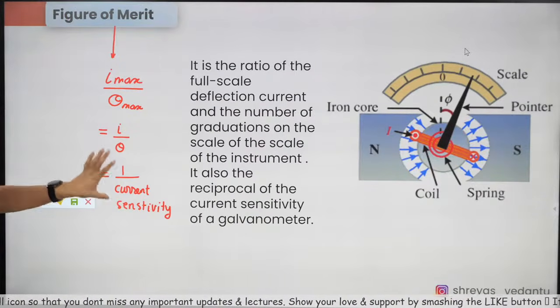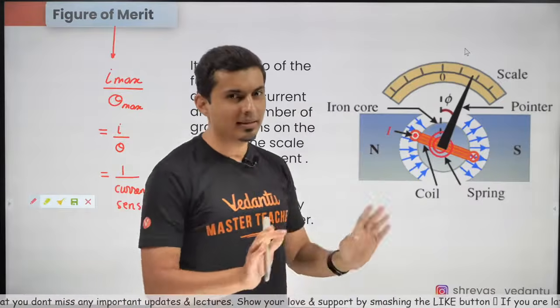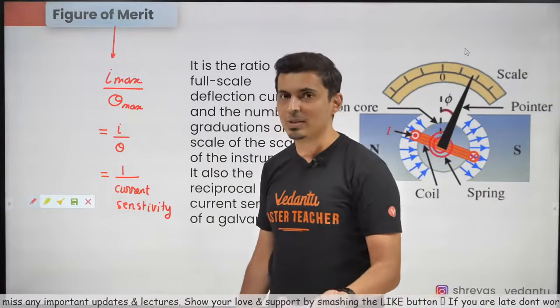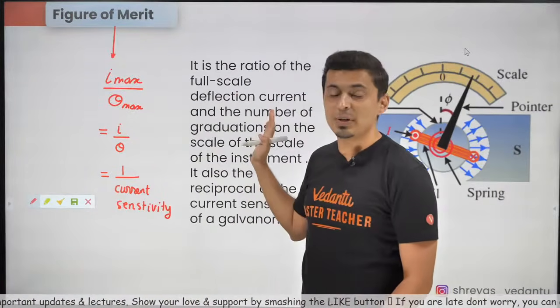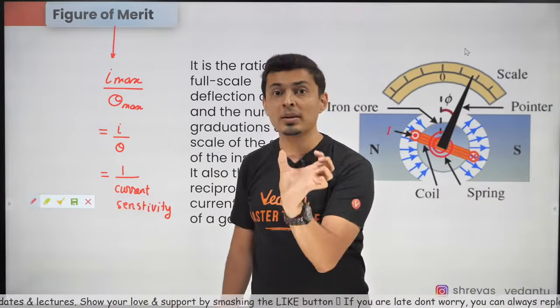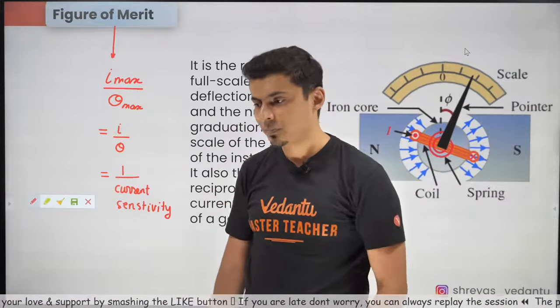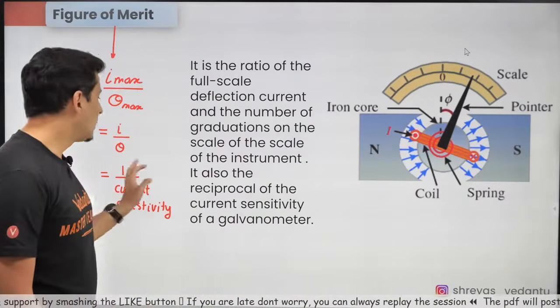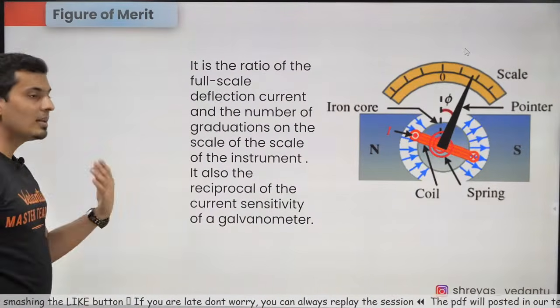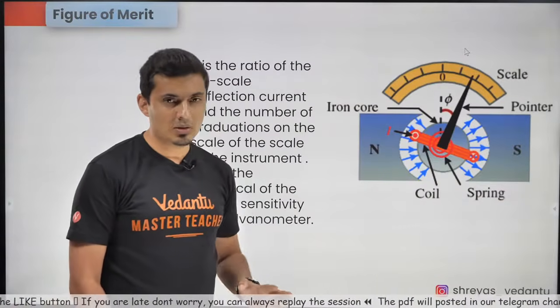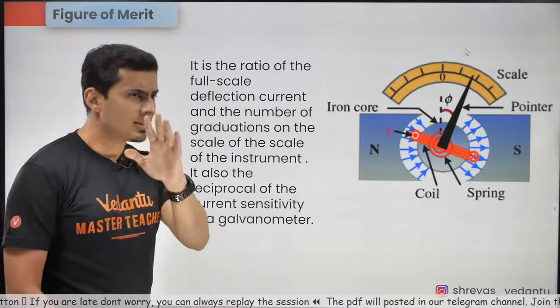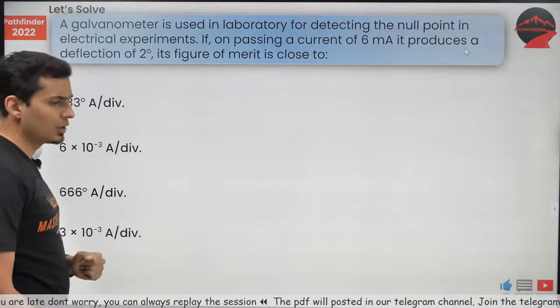So figure of merit is basically the inverse of current sensitivity, or the way it has been defined is the maximum current which can be passed upon the maximum angle by which it gets deflected. That's all. I hope that is clear. So all these definitions, if you are clear with, I'm pretty sure you'll be able to solve some questions. Let's solve some 3-4 questions at least over here today.